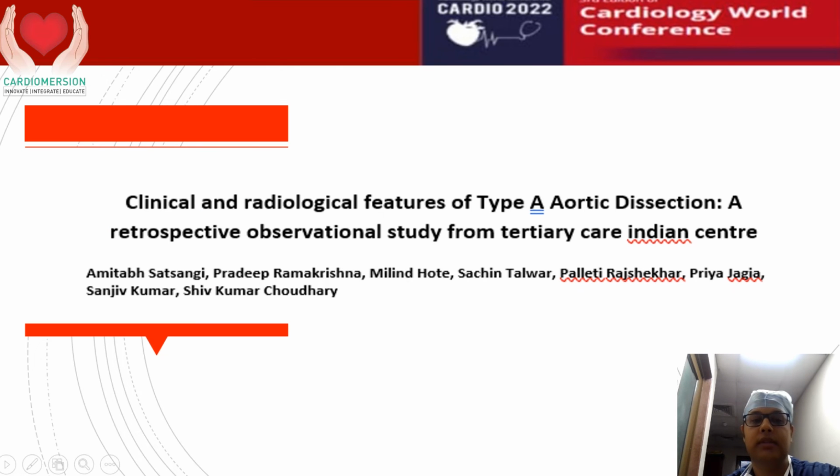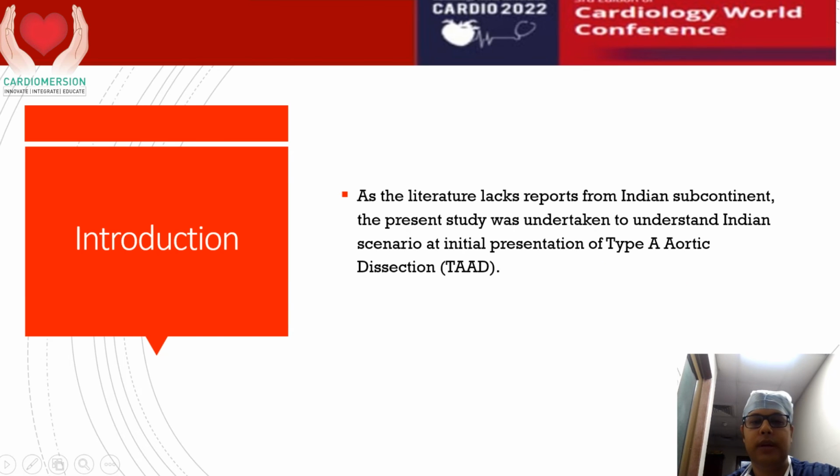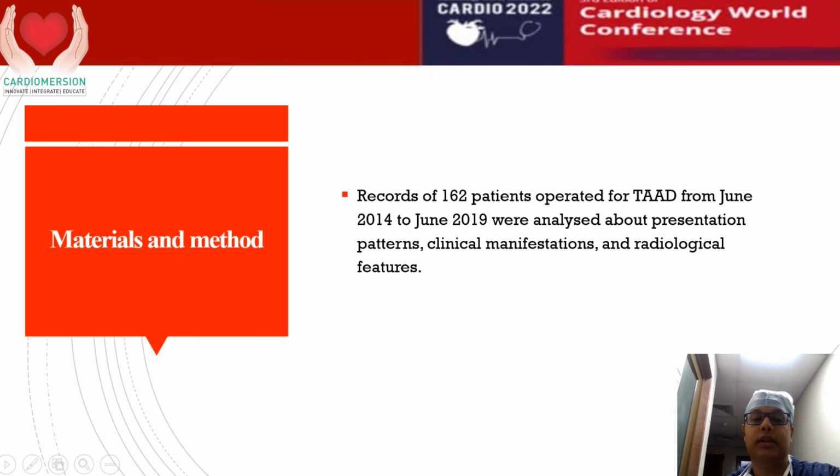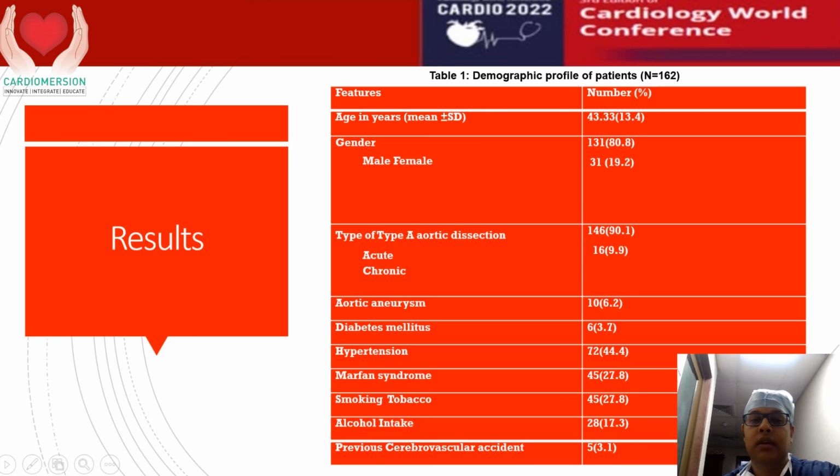So our experience is we did a study of clinical and radiological features of type A aortic dissection. As the literature lacks reports from the Indian subcontinent, the present study was undertaken to understand the Indian scenario at initial presentation of type A aortic dissection. Our record was of 162 patients which we operated from June 2014 to June 2019.